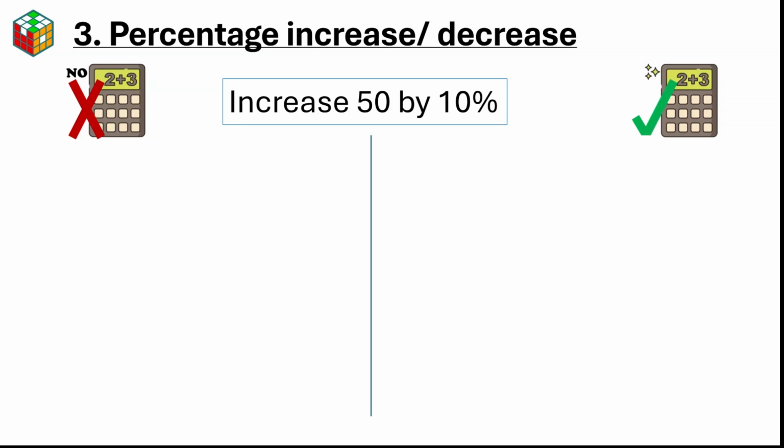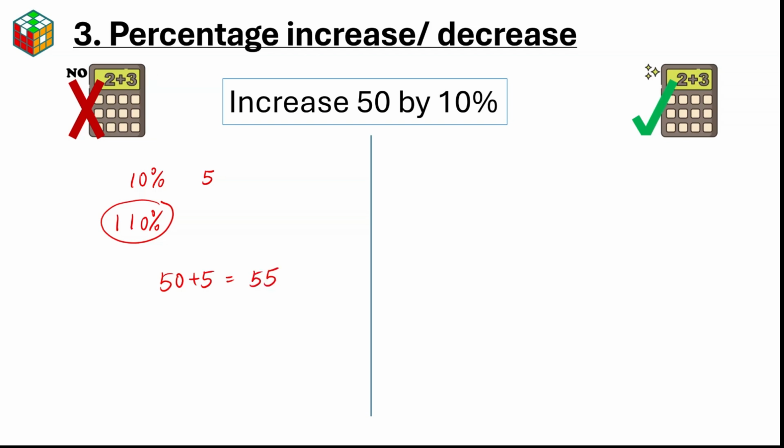By 10% means that I need to find out the 10%. 10% of 50 is 5. After the increase, I will basically have 110%. That means that I'm going to add 5 to the 50. So 50 add the 5, I will have 55 at the end.